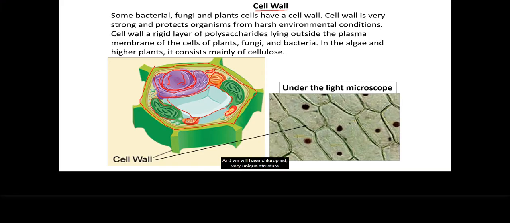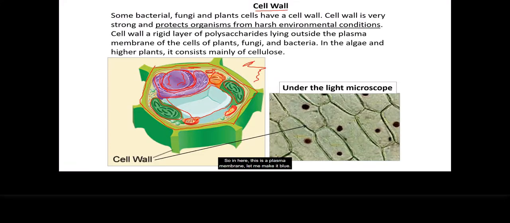And we will have chloroplast, a very unique structure for the green plants, and they will be bound by, again, a membrane. So these are the eukaryotic cells again. Cell walls also could be present in some bacteria and fungi. And the cell wall is again very strong. It protects organisms from the harsh outside environment. The cell wall is rigid and made up of polysaccharides lying outside of the plasma membrane.